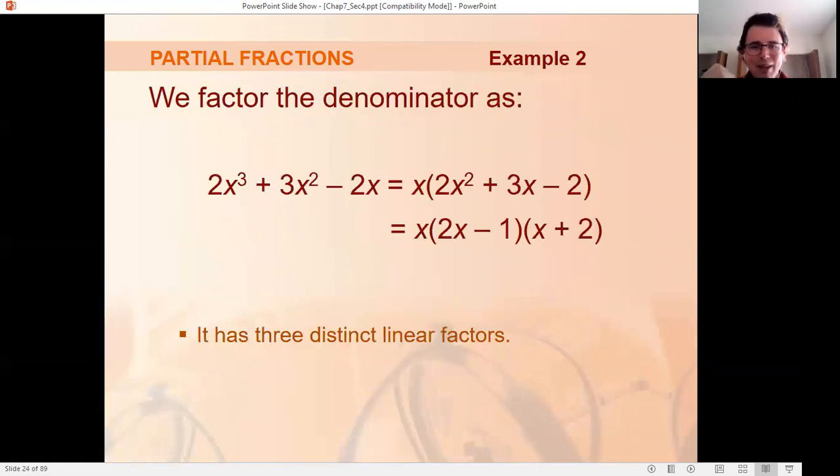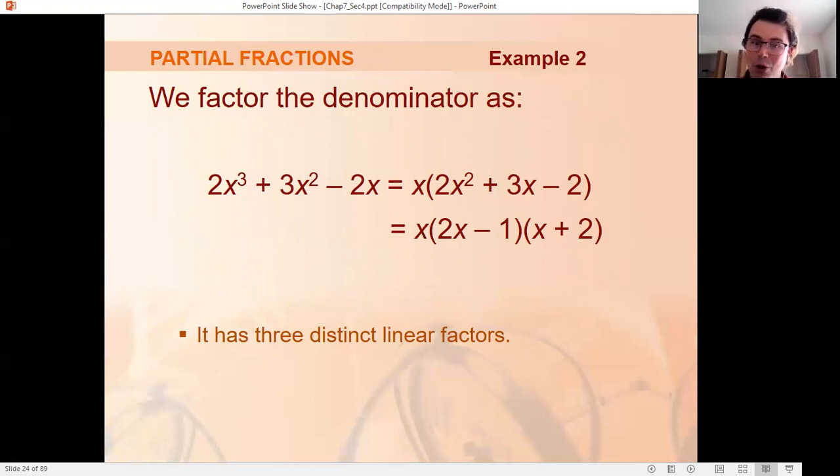Because every one of these terms has an x in it, I know I can factor out an x. And that does count as a linear term, so that's one of my factors. And I get 2x squared plus 3x minus 2. The slide is nice enough to tell me the factorization of that polynomial. So I have a total of 3, count them, 3 distinct linear factors.